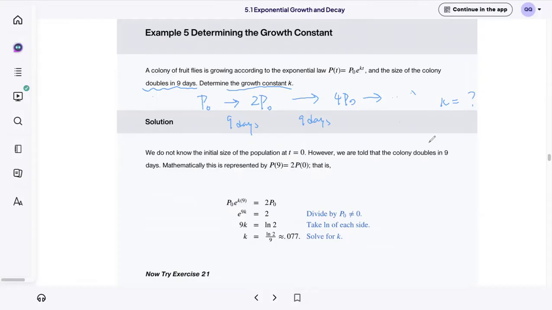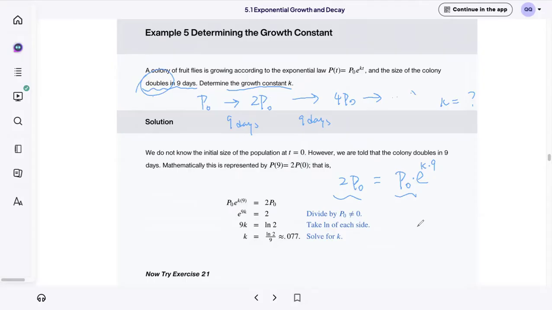So we want to form, so what do? We're going to use P naught. So this side we have 2 P naught equals P naught multiplied by e raised to K times 9. Because each 9 days, I'm going to just use 1 9 days. 1 9 days just doubles the original one. The initial one was P naught. So after 9 days, it's going to be 2 P naught because it doubles.